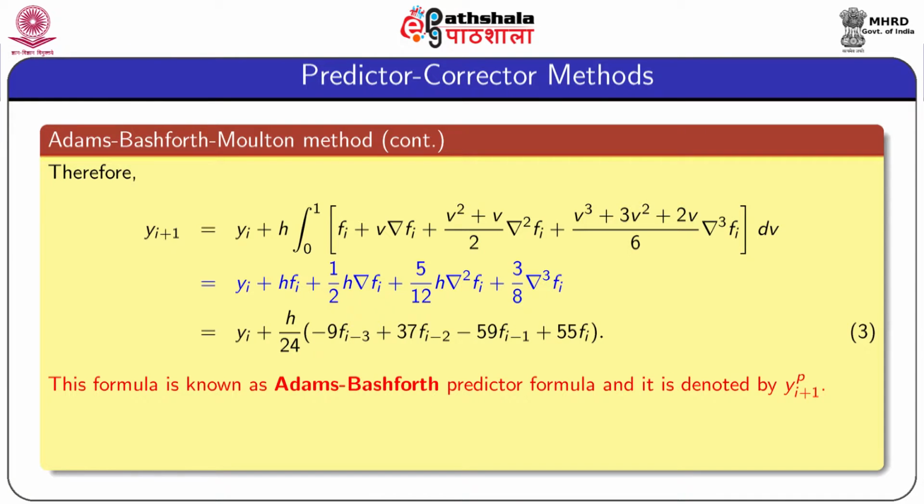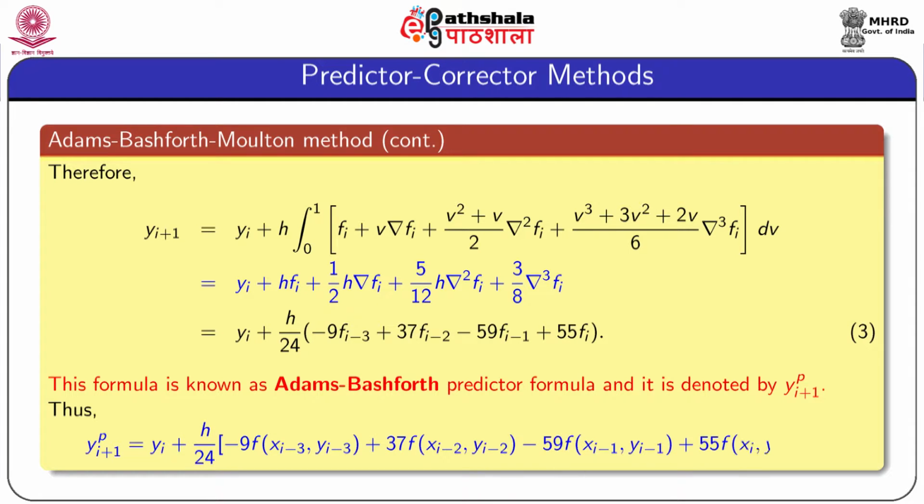This formula is known as the Adams-Bashforth predictor formula. The value of y_{i+1} is denoted by y_{i+1}^p, where p indicates the predicted value. That means equation 3 gives the predicted, or first approximate, value of y_{i+1}. Thus, the predicted value y_{i+1}^p equals y_i plus h by 24 into this expression. Equation 4 gives the predicted value.